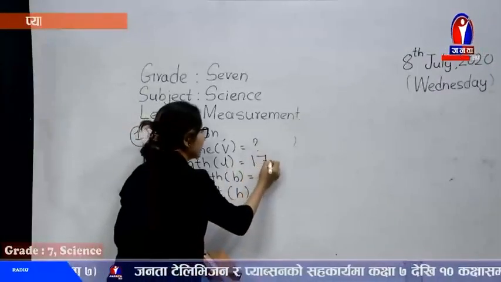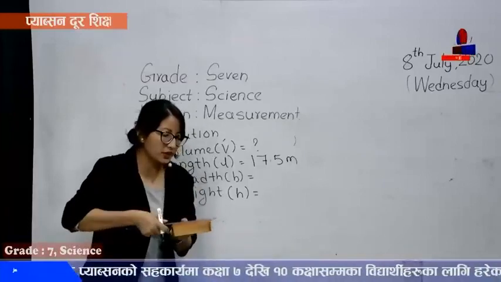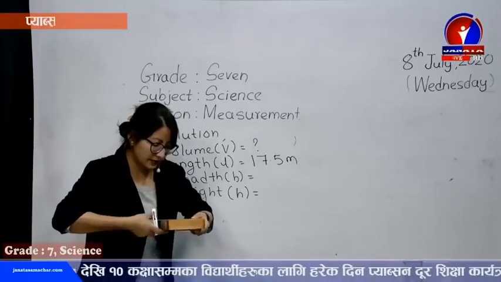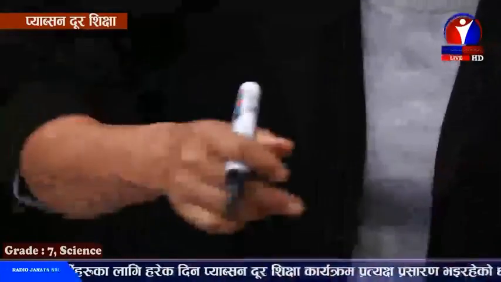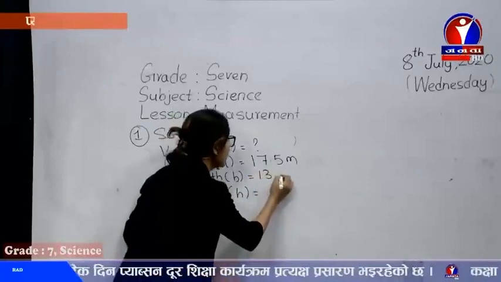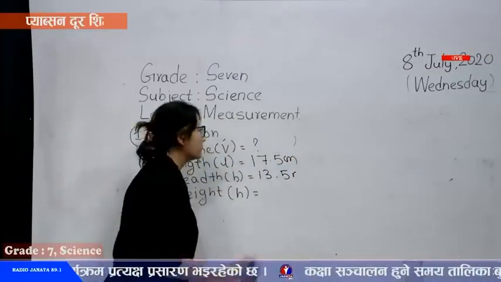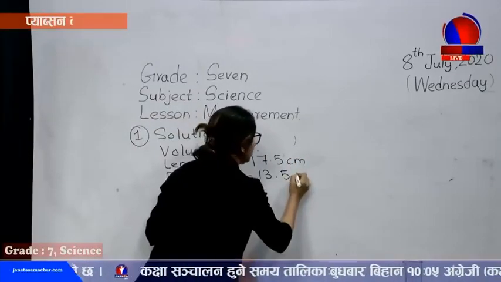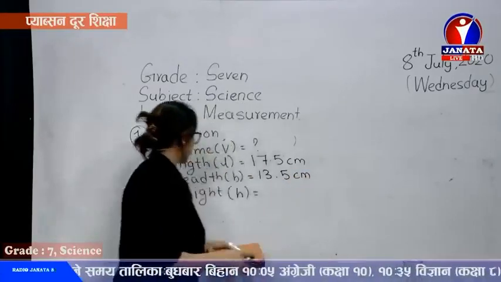17.5 centimeter. I have recorded its length. And to talk about the breadth, if we keep it like this, eye level should be straight. We can hold on and measure. If it's straight like this, it's 13.5 centimeter, and its breadth is 13.5 centimeter.